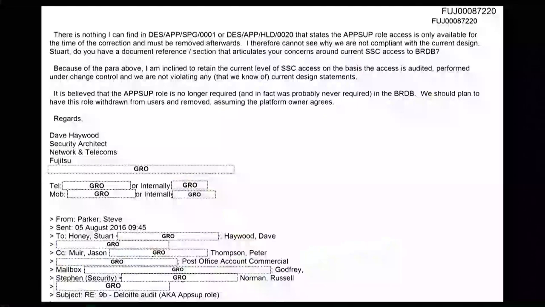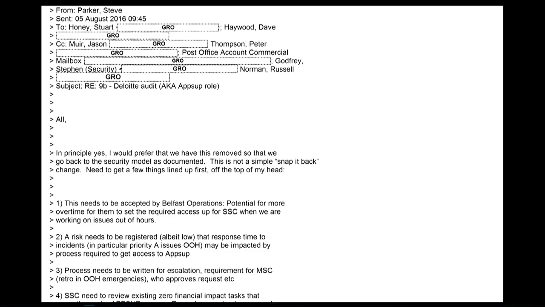And if we scroll down, we can see that from you to Stuart Honey and others. Yep, this was an earlier stage in that process, yes. And you say, in principle, I would prefer that we have this removed. And that was essentially the APSUP access, the ability to raise our privilege to APSUP level without any auditable oversight. Thank you, yes.